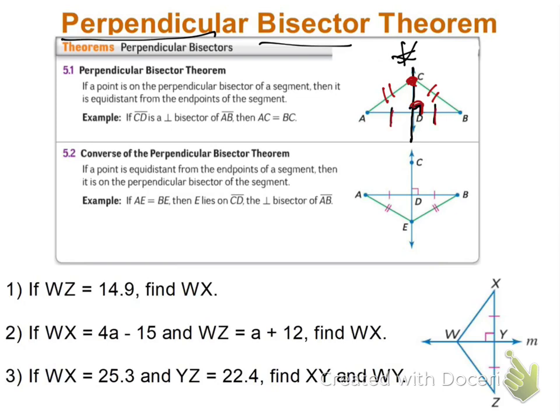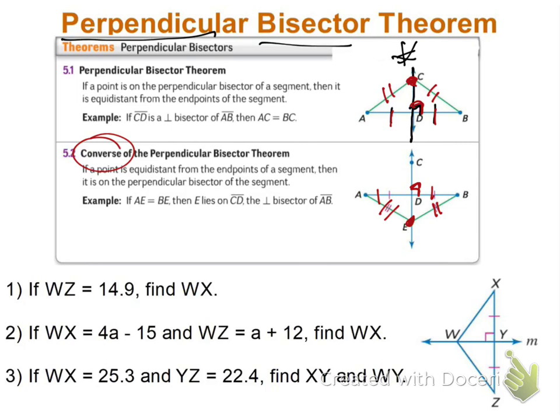On the flip side of that, remember that word converse? That basically means we're flipping the sentence around. If you see that a point is equal distance from those endpoints, and you see that it's 90 degrees, and you also see that those little pieces of segments are congruent, then you know that it is a perpendicular bisector. So those things tell you that it would be.